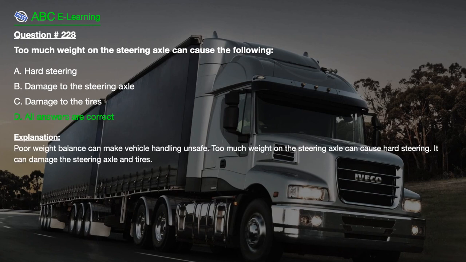The correct answer is here, D. All answers are correct. Explanation. Poor weight balance can make vehicle handling unsafe. Too much weight on the steering axle can cause hard steering. It can damage the steering axle and tires.